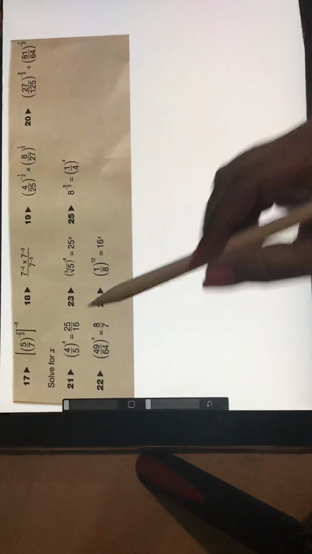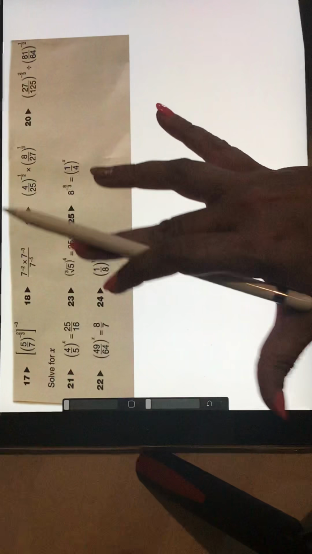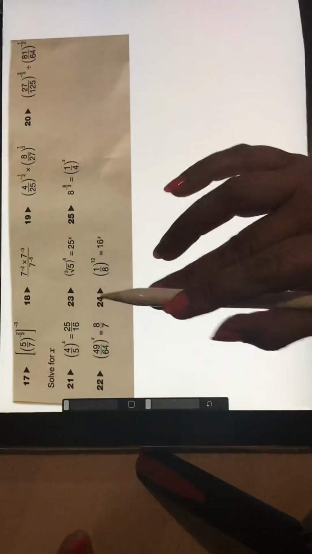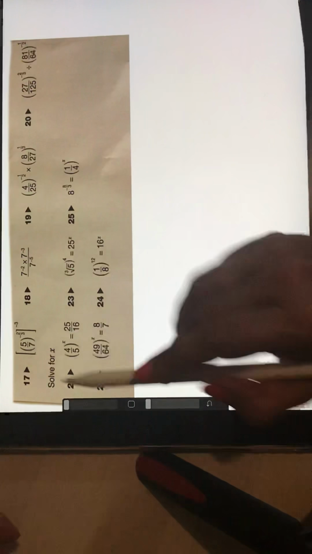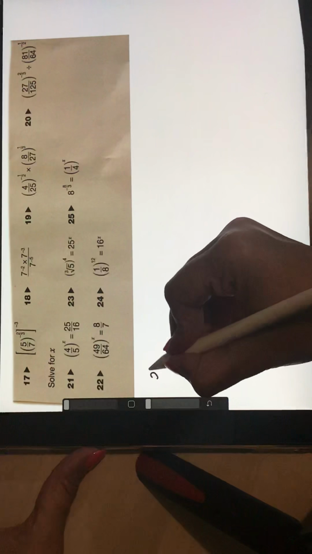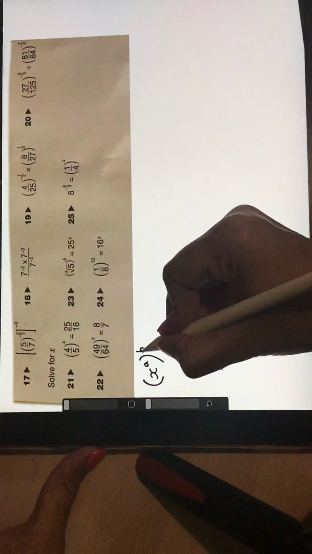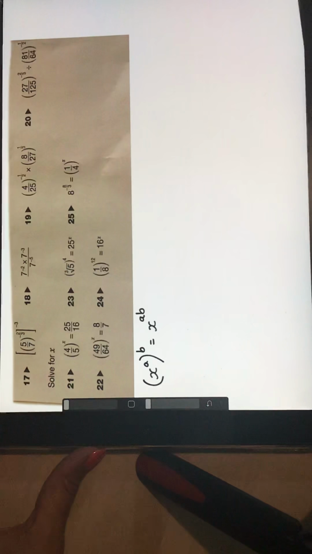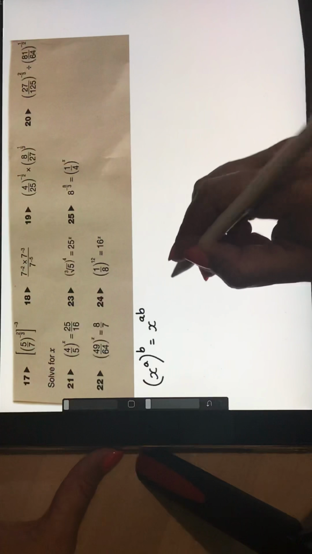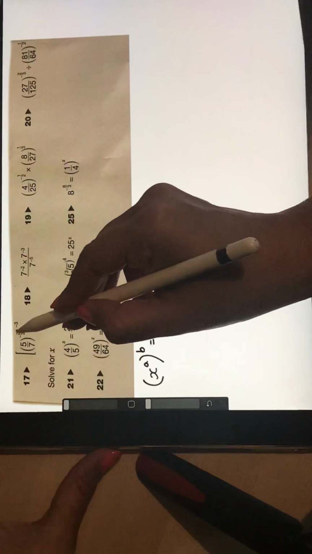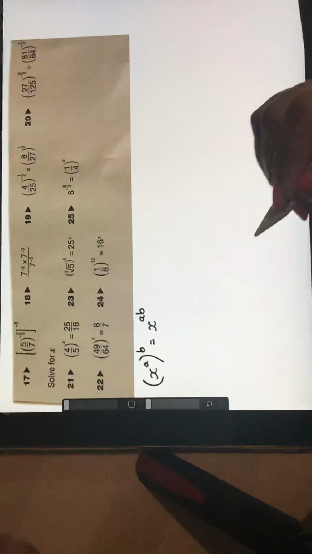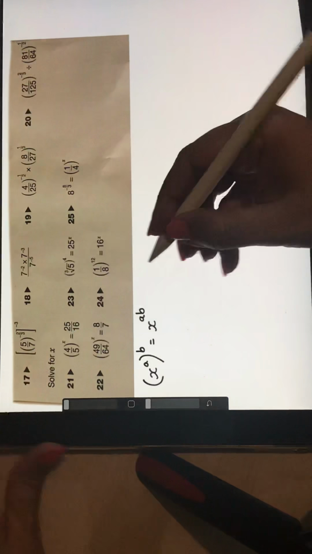Right, so number 17 looks horrible, but if you look at it closely and take it step by step, it's actually pretty straightforward. It's a simple raising of powers. For example, if you have x to the power of a, raised to the power of b, you need to multiply the indices with one another. That's the rule of indices, right? For number 17, you've got a bracket inside a bracket, a power raised to a power. This is the simplified version of exactly what you are supposed to do there.